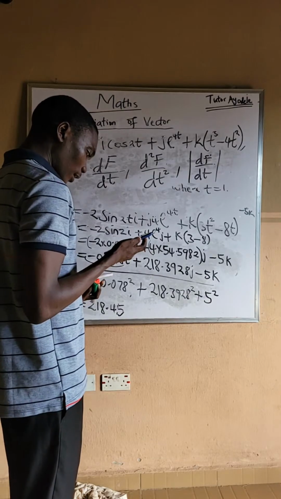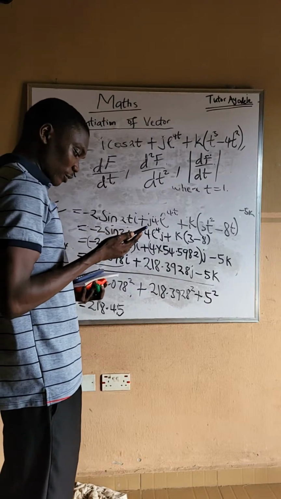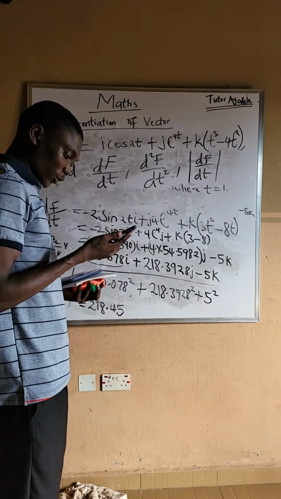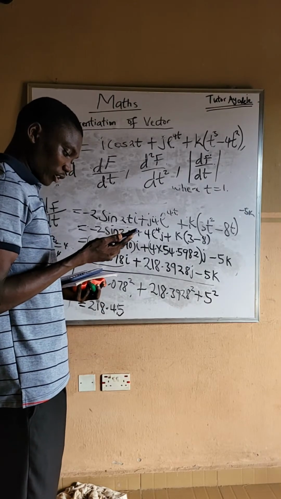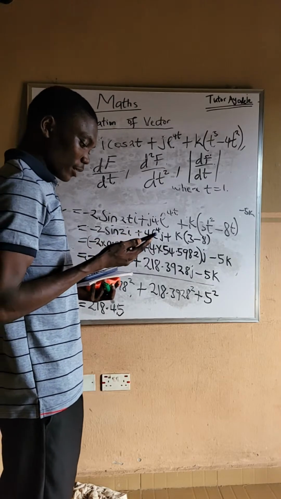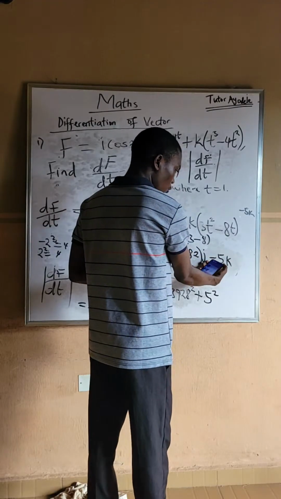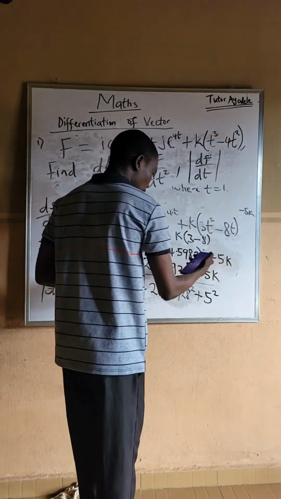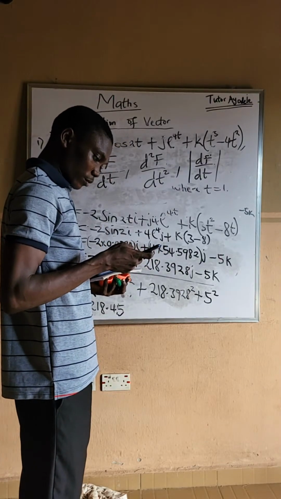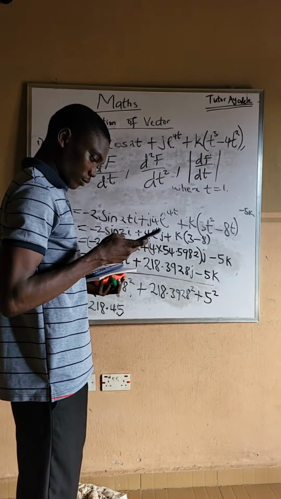Okay. Yeah, this person tried. Wow, that is good. But you're supposed to put 2 sine 2 plus 4 exponential 4 plus 3 minus 8. Well, you tried. But you're supposed to put k here. 3 minus 8 will give you minus 5. So you're supposed to put k here. That is good. The network is not good here.